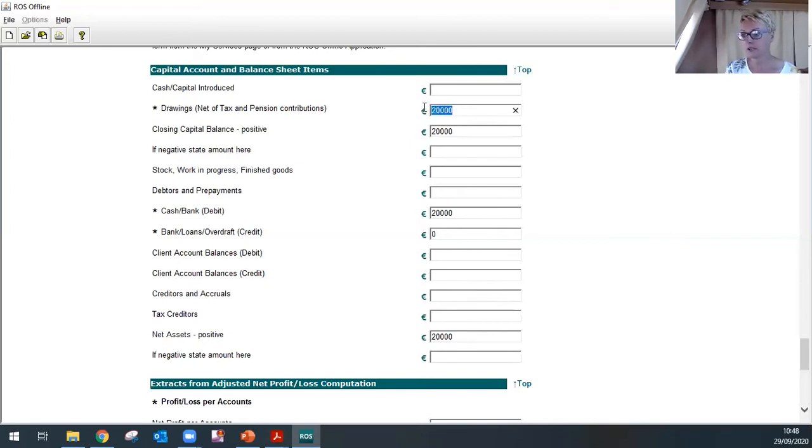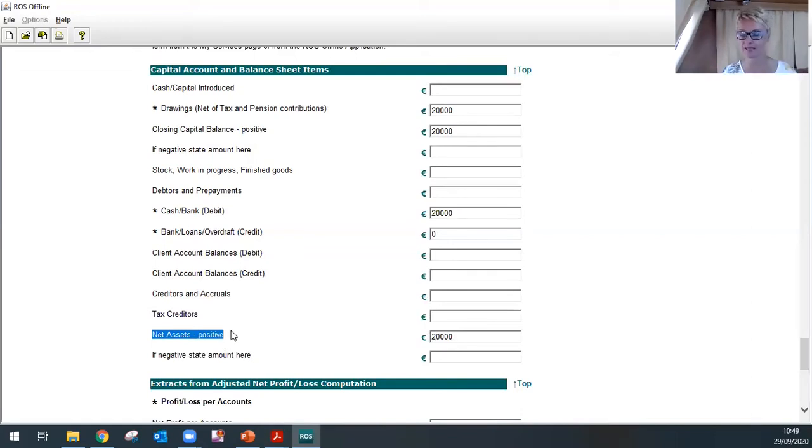So it contains drawings, so the money that Kate took from the business, closing capital balance 20,000, cash left in bank, so assets is 20,000 and net assets positive 20,000. The important thing is that closing capital balance has to equal net assets positive. This is what the balance sheet is about.